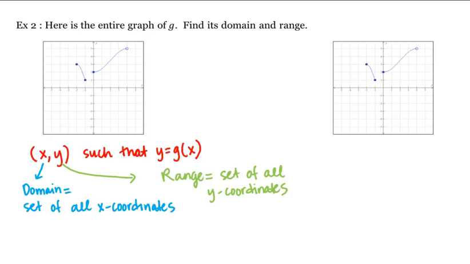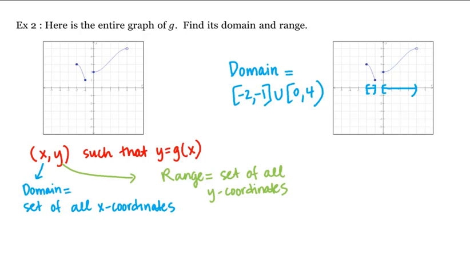So here's our graph. Again, think of projecting the graph onto the x-axis. So the domain then would be this interval here together with this interval here. That is, the domain is equal to -2 to -1, union 0 up to 4.